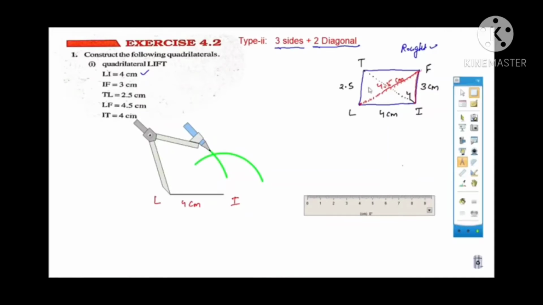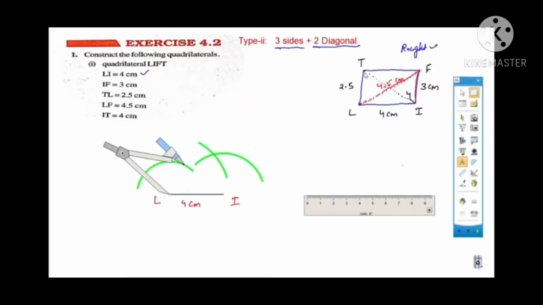Now take the measurement LT, which is equal to 2.5 centimeter. Again take the ruler and measure 2.5 centimeter with your compass. Exactly 2.5 centimeter. Observe carefully how you have to measure, and with L as a center cut an arc of 2.5 centimeter.